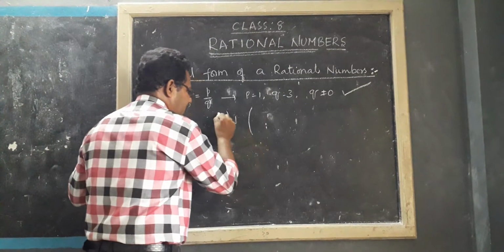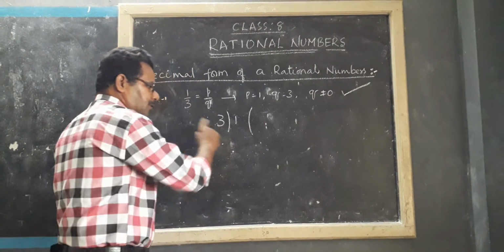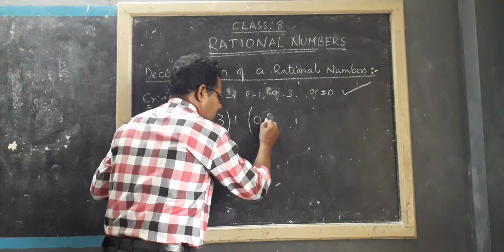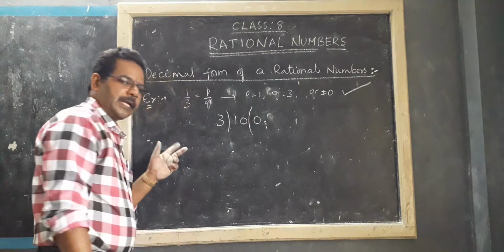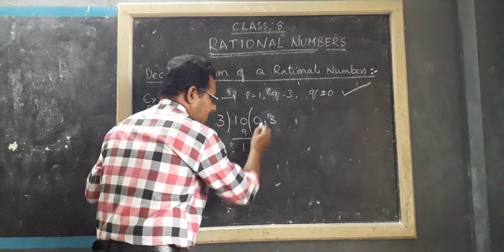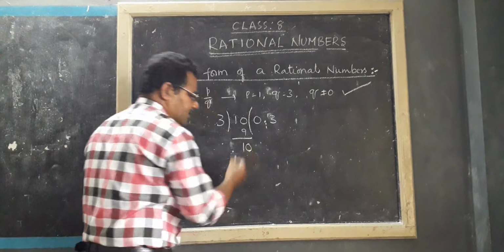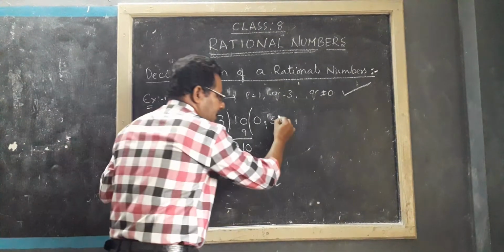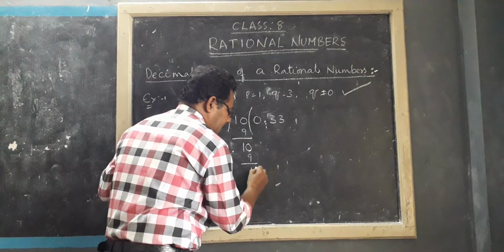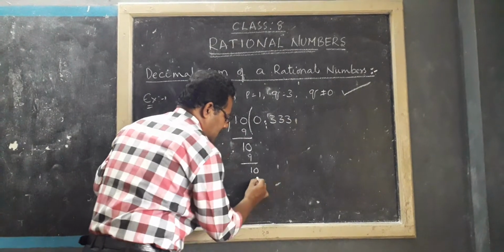Numerator should be divided with denominator. So 3 is more and 1 is less. We have to convert it into 0.10 jar. 3 3 jar 9, 1 remainder. Already the point is there, so you can take 10. Again 3 3 jar 9, 1 remainder. Again 10, 3 3 jar 9.